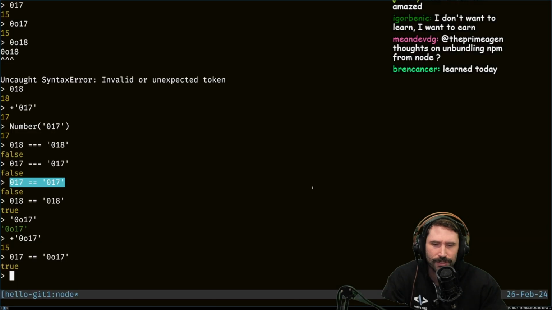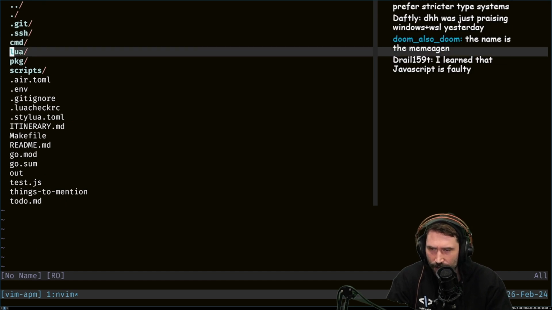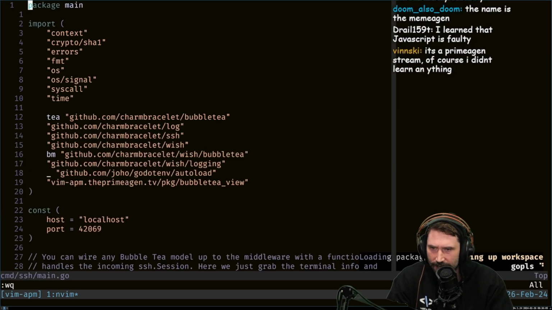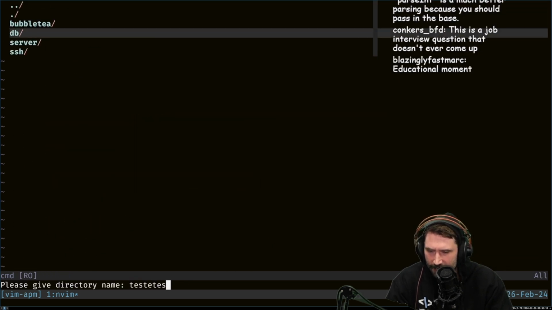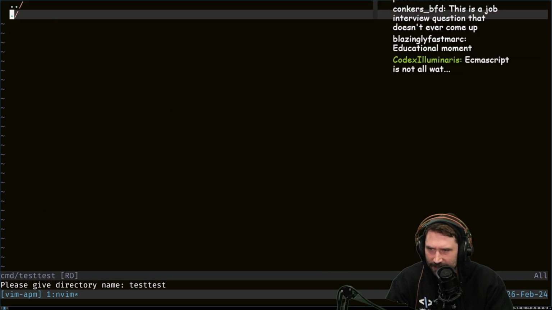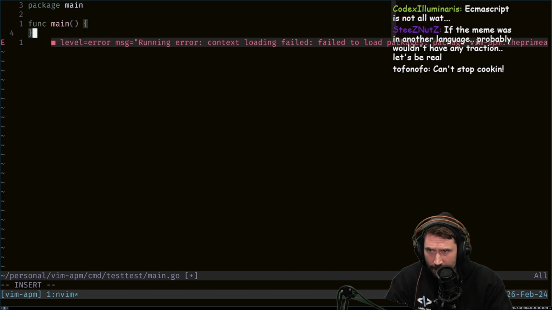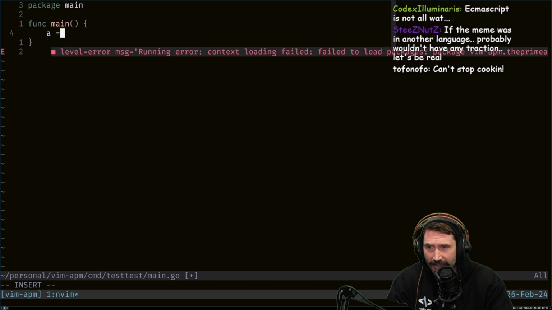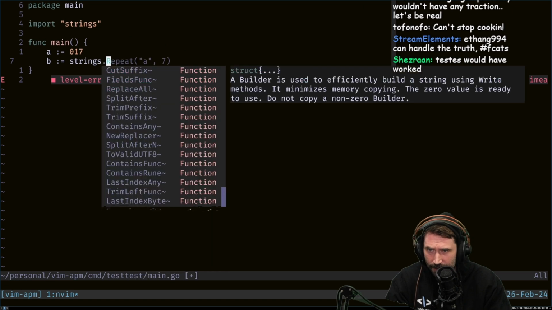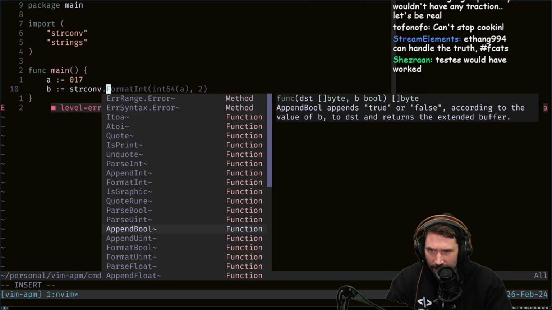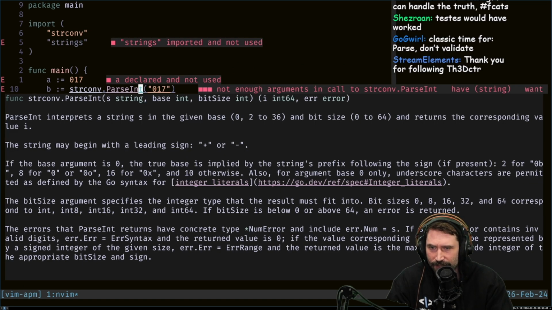Now I'm curious. Since we're already here, let's go into Vim. Let's just call it test, because I think test is not one. Main.go, we'll just go really quickly. Package main. Func main. Let's see. A equals 017. B equals, let's see, strconv, parse int, 017. Oh, see, this one, there you go.